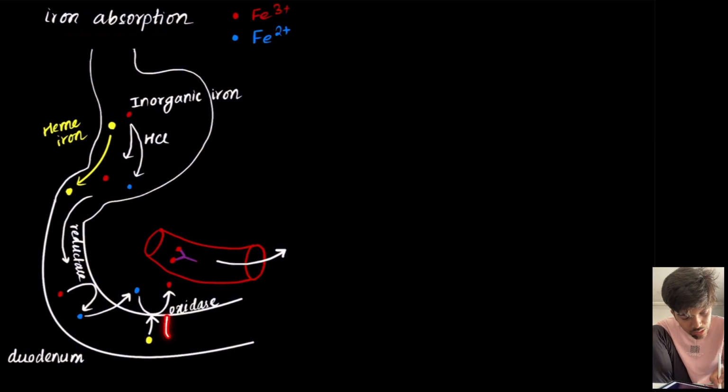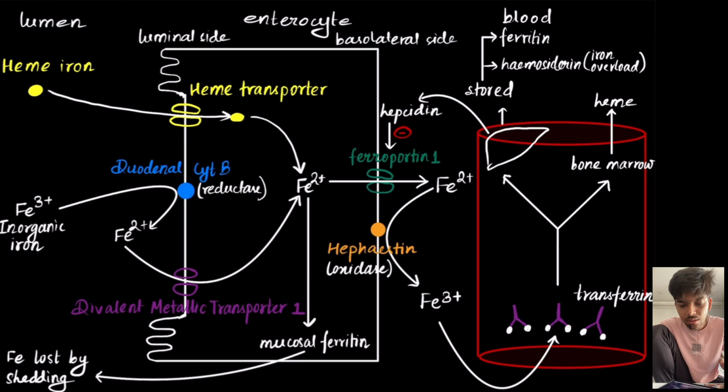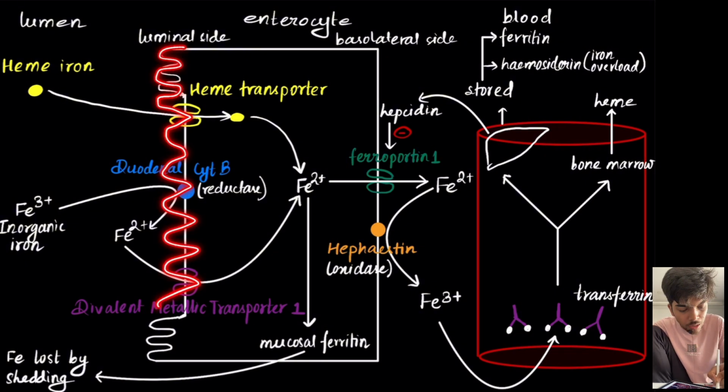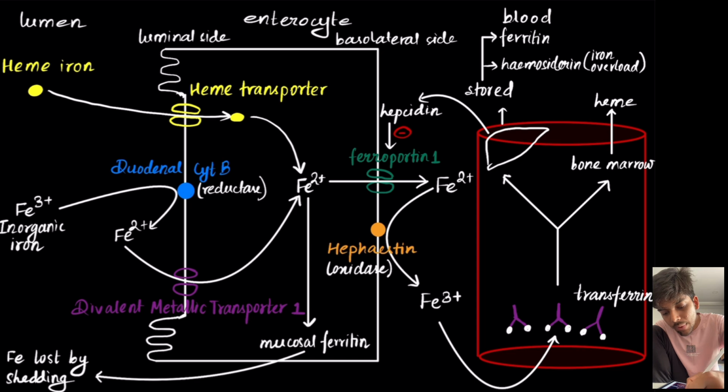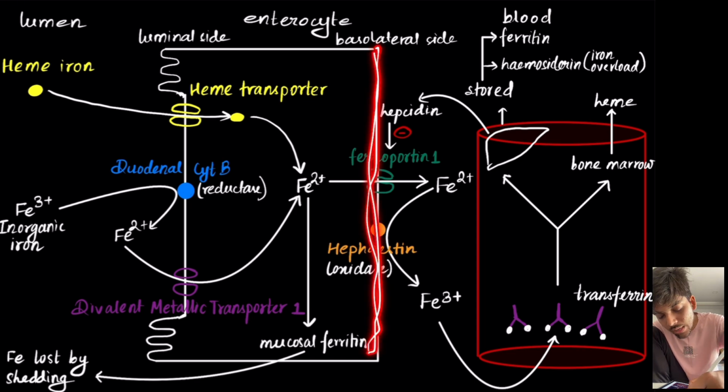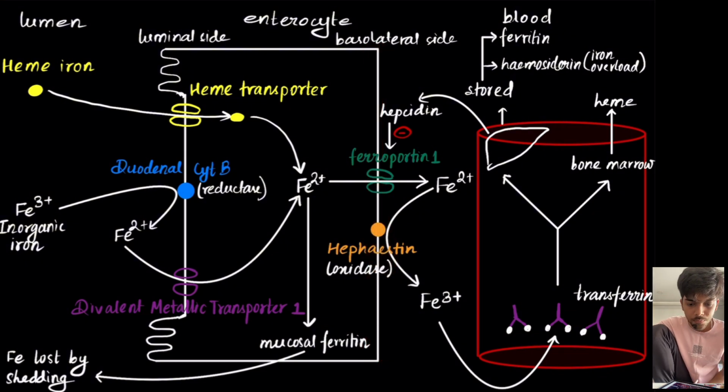Now this enterocyte has two surfaces. One surface is facing the lumen, which is called the luminal surface, and the other surface is at the base, the basolateral surface. So I've taken the same cell, flipped it, and we have it right here. We have the luminal surface, which is facing the lumen, and the basolateral side, which is present at the base of the gut. Okay, so these are the two surfaces.